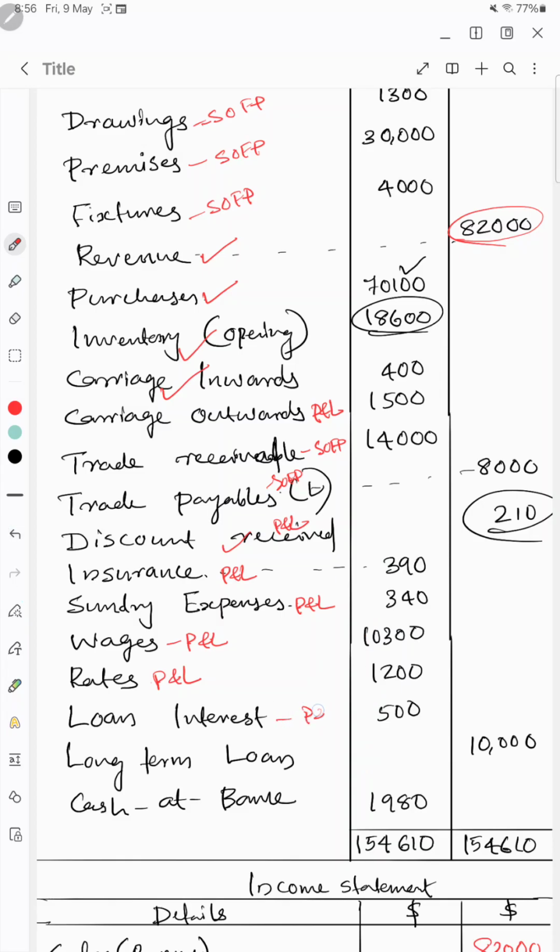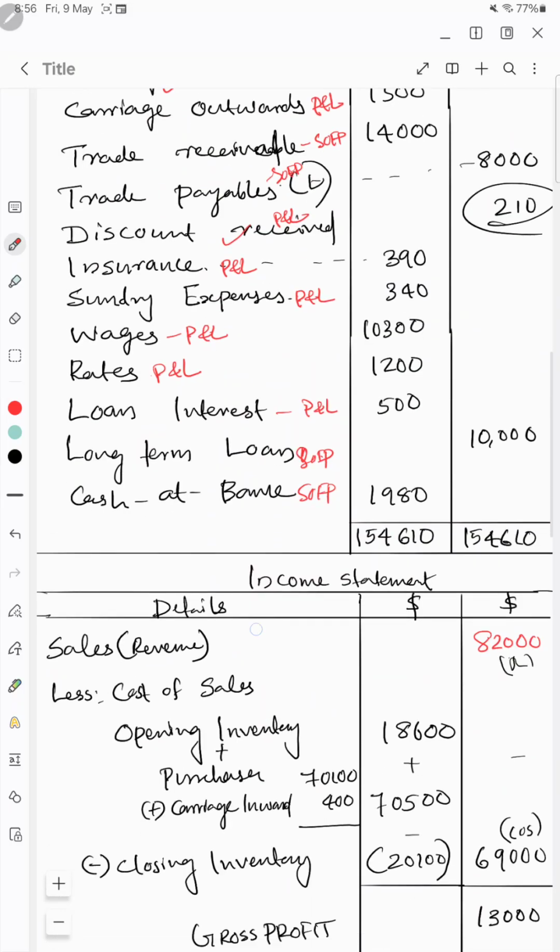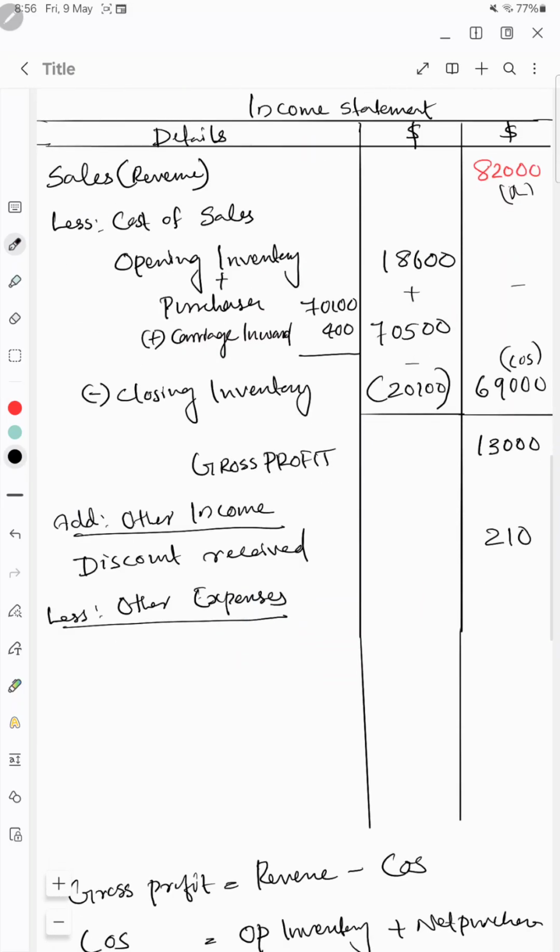Loan interest is also an expense, P and L account. Long-term loan is a liability, SOFP. Cash is also SOFP. So here, carriage outwards. We'll start with the carriage outwards expense.